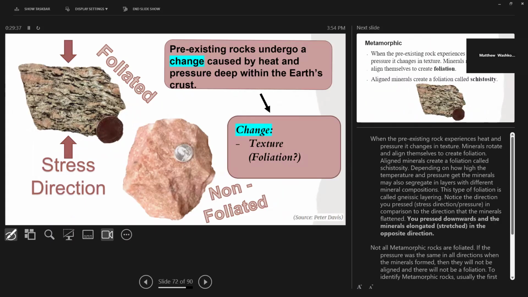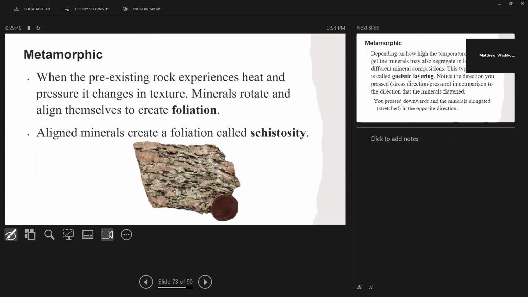We also have foliation. Foliation is the texture, right? Foliation is when pre-existing rock experiences heat and pressure and it changes in texture. Minerals rotate and align themselves to create foliation. So you might have a little ball which turns into a nice flat line. This is a foliation. You don't need to worry about this bottom part. Don't worry about that. But write this top part.